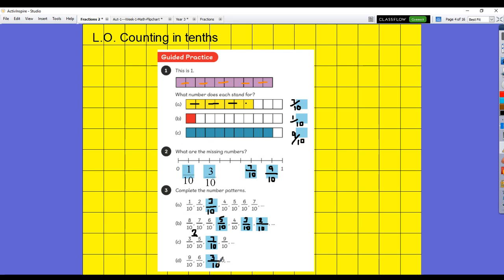So I'd like you to pause the video here and now do this guided practice. Go back and do the guided practice yourself. It's really important you understand.